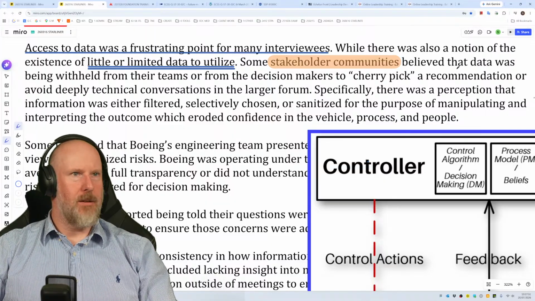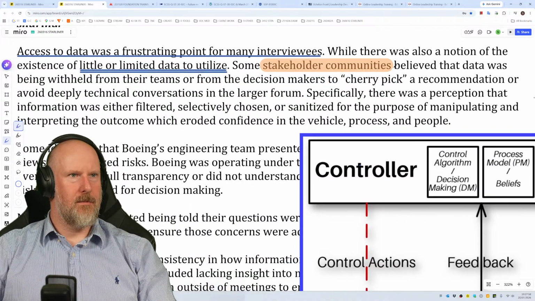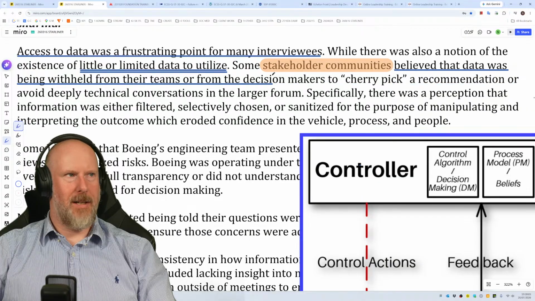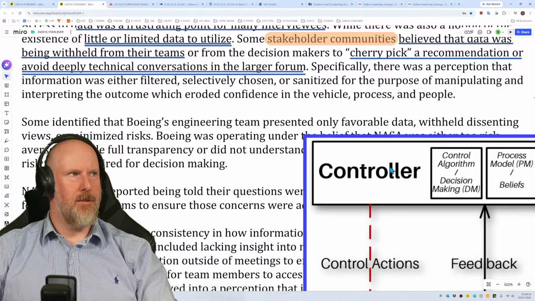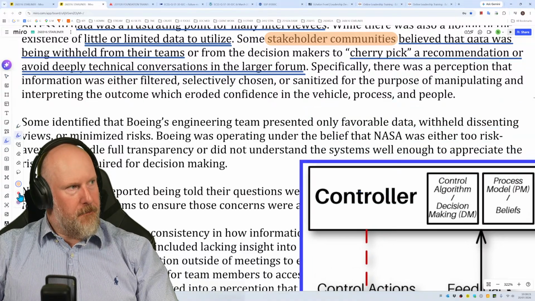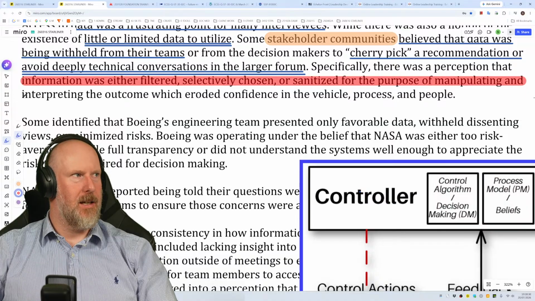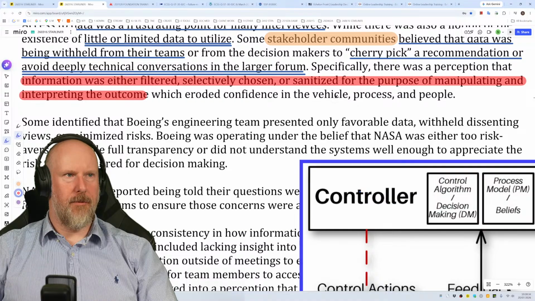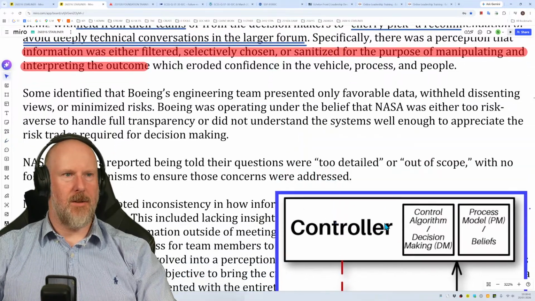Believe that data was being withheld. Oh, there we go. Believe. So some beliefs there, everyone. That data was being withheld from their teams or from the decision makers to cherry pick a recommendation or avoid deeply technical conversations in the larger forum. Specifically, there was a perception that information was either filtered, selectively chosen, or sanitized for the purpose of manipulating and interpreting the outcome, which eroded confidence in the vehicle, process, and people. That's a really insidious situation there.